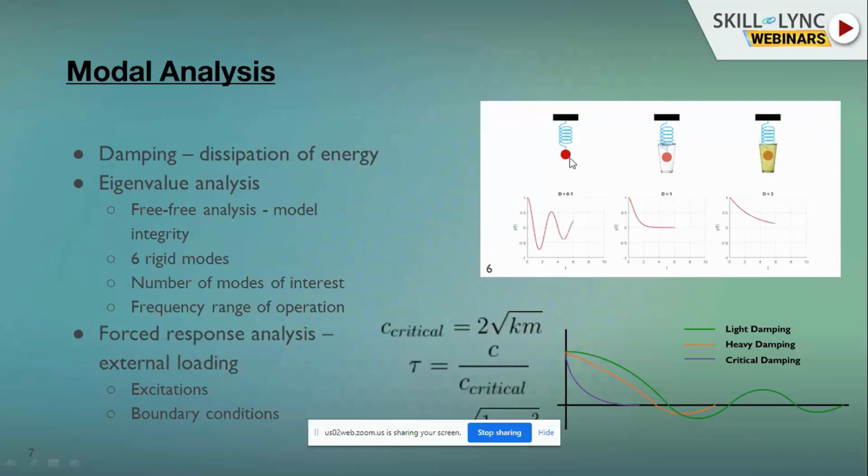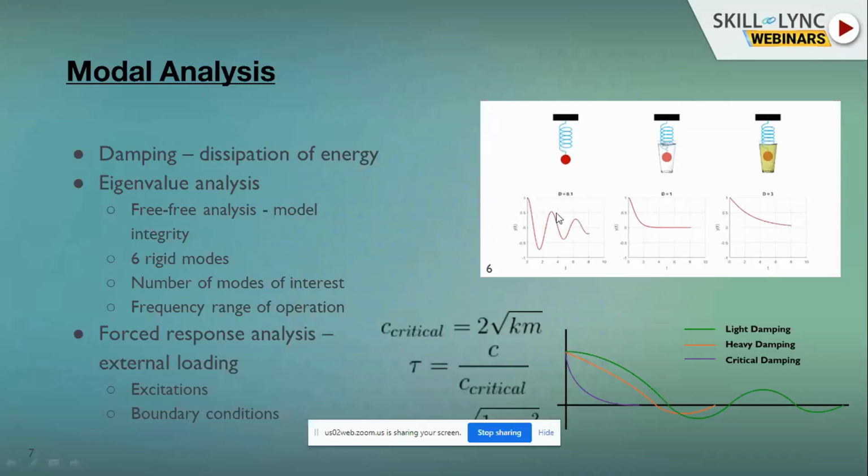So the first one has a very light damping, the second one has a critical damping, and the third one has heavy damping. What do you mean by those 3 terms? So the first one, by light damping, it means that the system is free to vibrate, okay, and it is going to come to rest in a slow and phased manner.